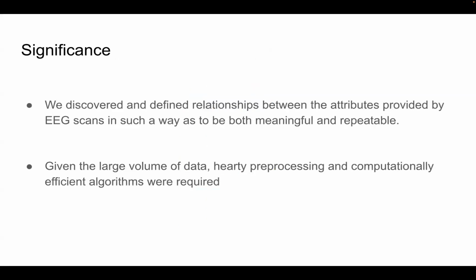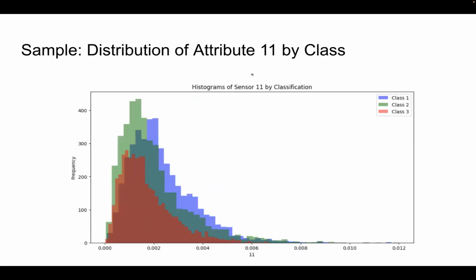So for the significance, we discovered and defined relationships between our attributes provided by the electroencephalography scans in such a way as to be meaningful and repeatable. And given the large volume of data, pre-processing and computationally efficient algorithms were demanded to do this in a short amount of time. So this is an example of the distributions of our attributes.